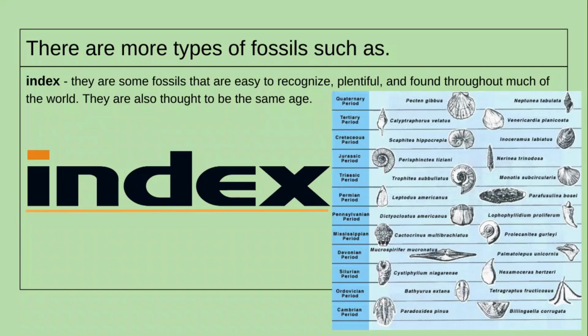And the final type of fossil is a more broad term for a group of fossils called index fossils. These fossils are easy to recognize, plentiful, and found throughout much of the world. They're also thought to be around the same age.